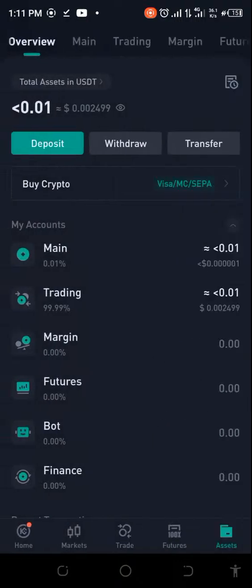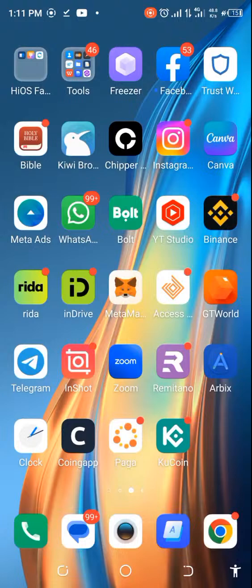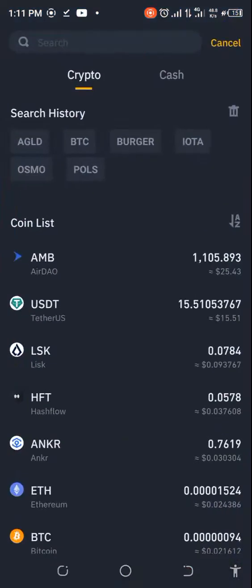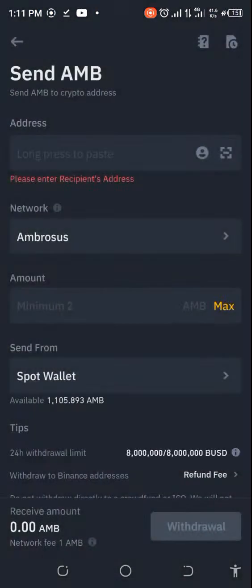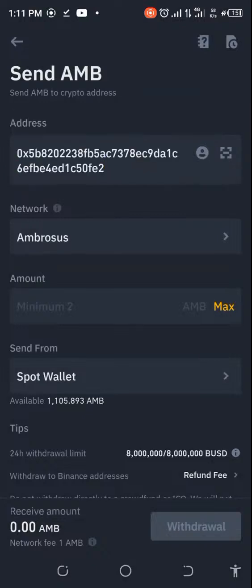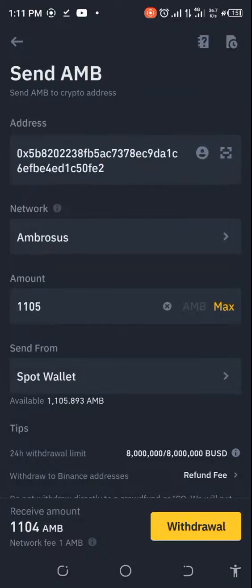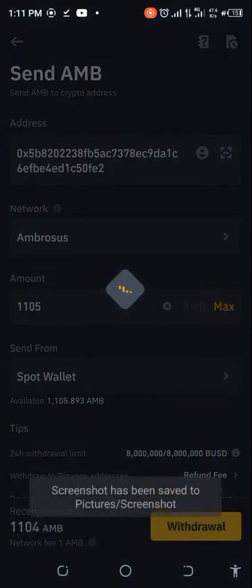Then make sure it's the same network as the one that you're sending from. You can see everything is here right now. Then we click on crypto network and we put in the address there. Good. So everything, and we put max. I guess everything is good to go. Let's take a screenshot as usual, and then we click on withdrawal.